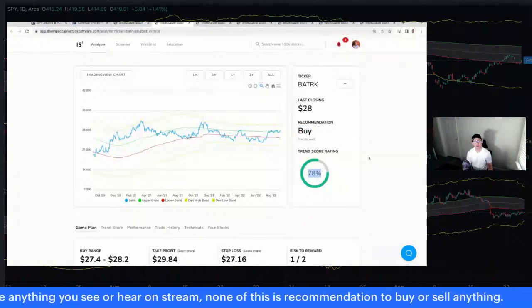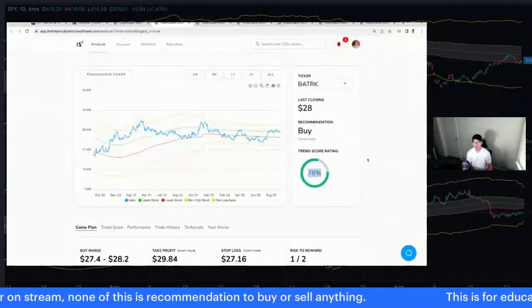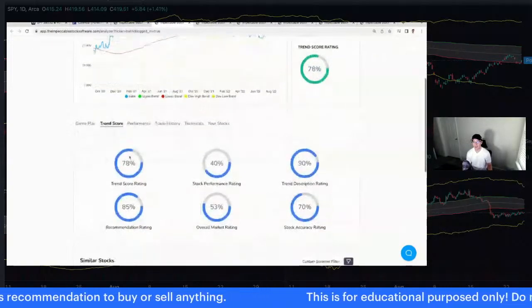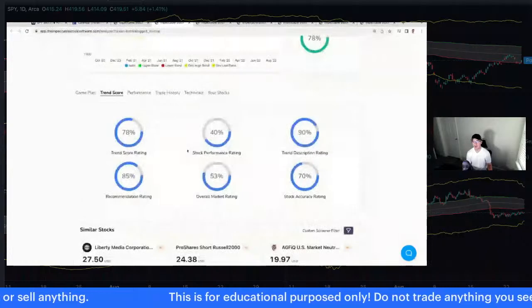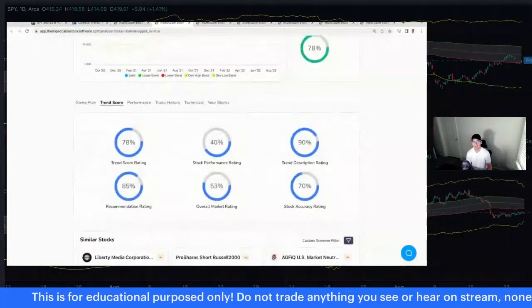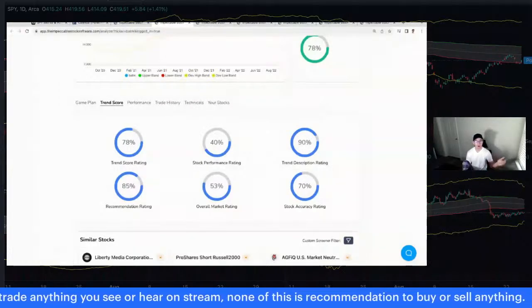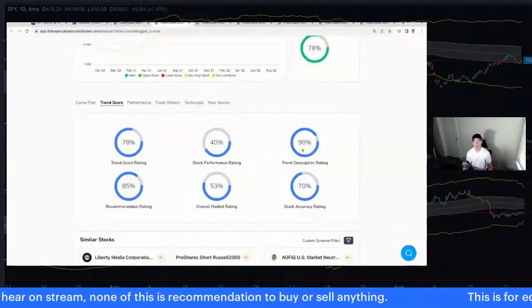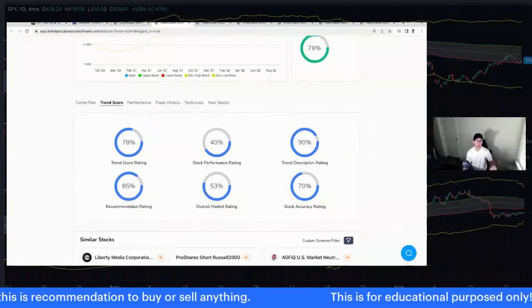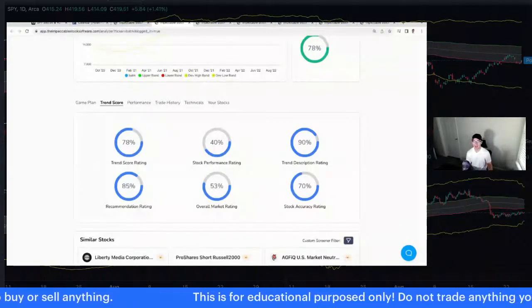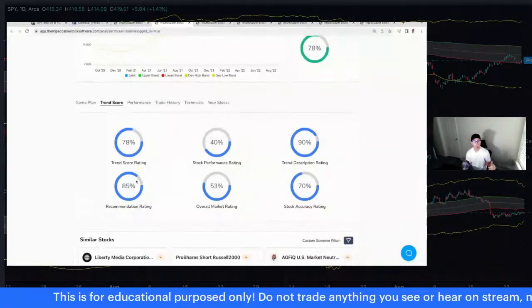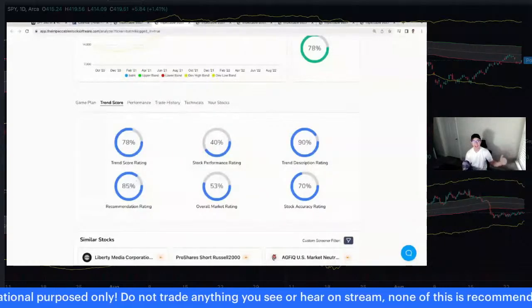It is very hard to find a trend score above 90% right now, because the trend score factors in a lot of different factors. It factors in the stock's performance, how this individual stock performs, like its historical trading history. It looks at the trend description, how well the stock has been trending in the past year. It looks at the recommendation, how well it is recommended, or its status right now.